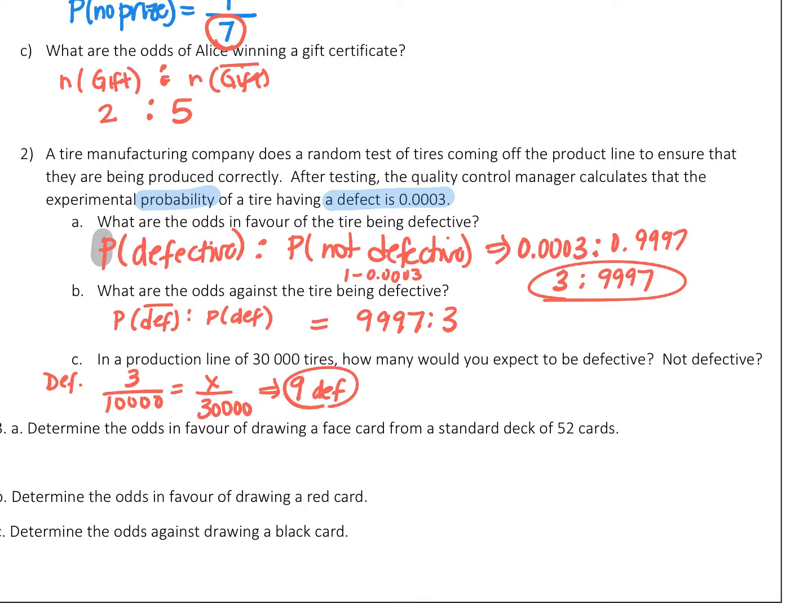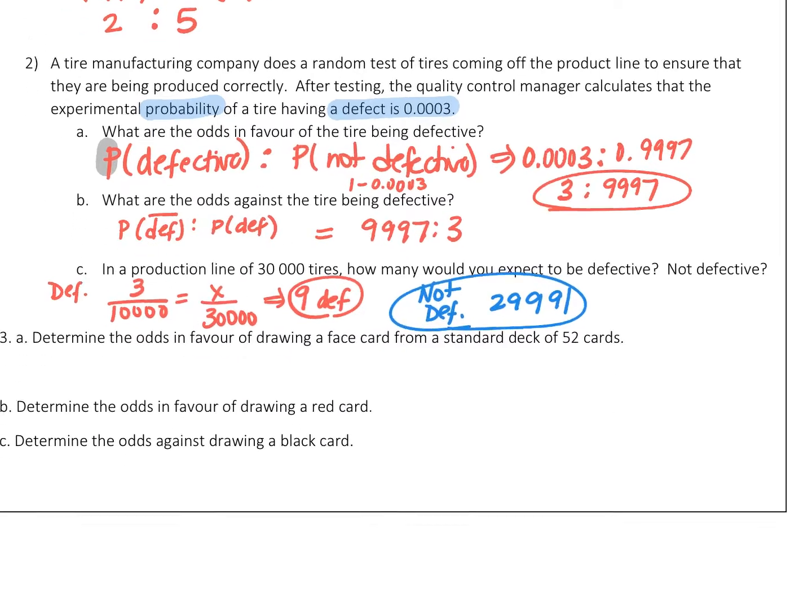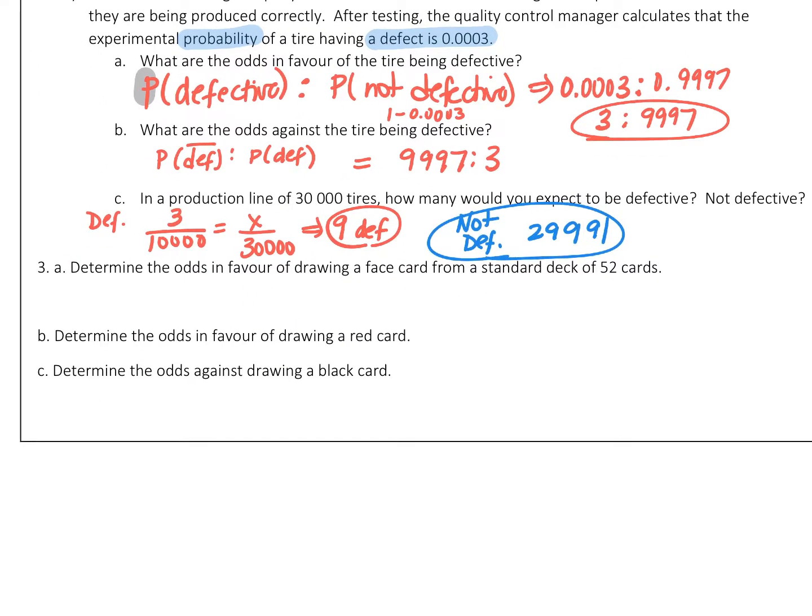Okay, and then not defective, well, that would need to be all of the rest of them. So out of 30,000, 9 are defective. That means that 29,991 are not defective. Okay, let's look at some card questions and then you can practice them on your own.